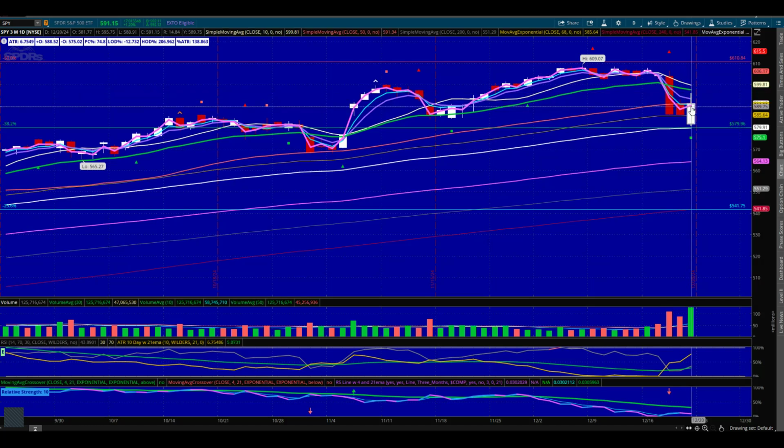What was the high on Friday? 595.75. So you got back up into there. That was a 206% ATR move from the open on Friday. Ended up settling with 138% ATR move. Really great. Right there under the 50-day.